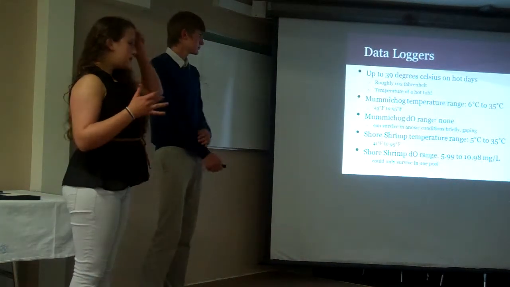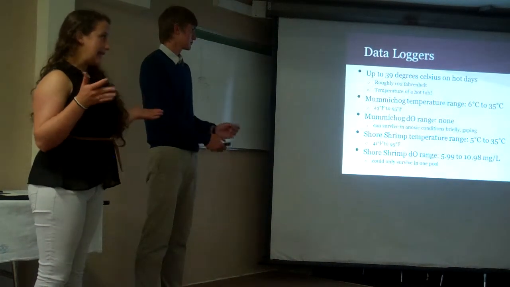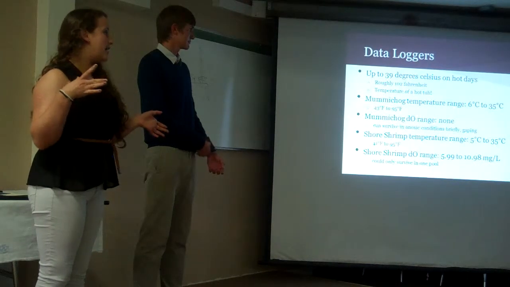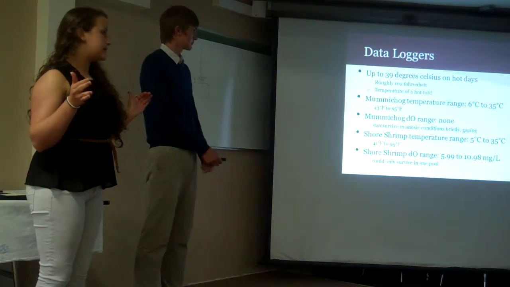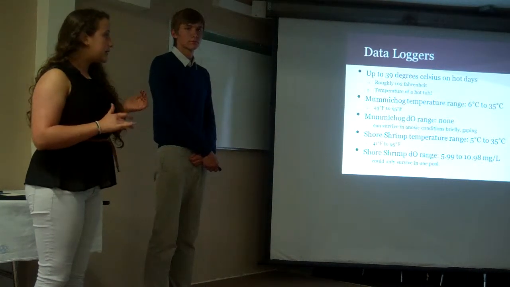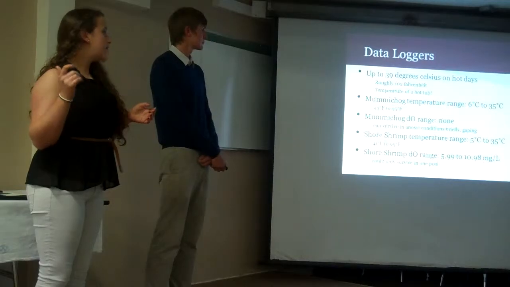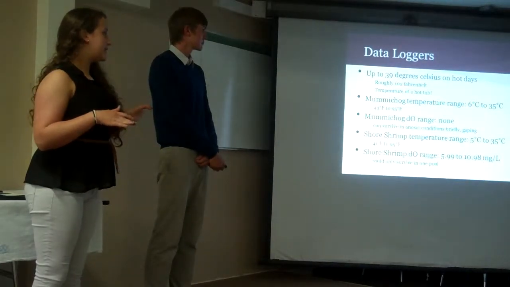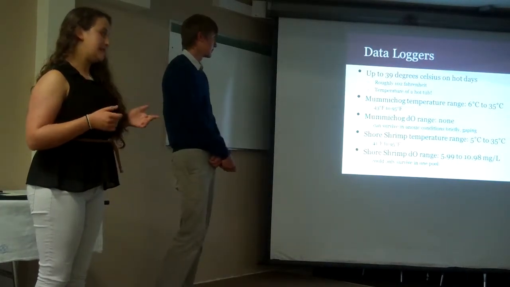So for Mummichogs, they don't exactly have a dissolved oxygen range because they've adapted to be able to live in anoxic conditions, which means there's no oxygen, for periods of time by gaping at the surface. So they're pretty resilient fish, but it's not too hot for them.